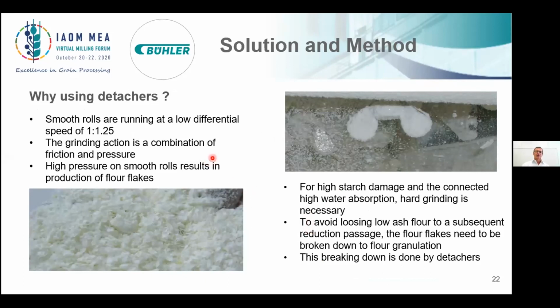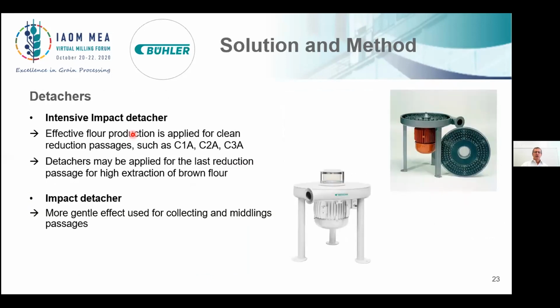We have smooth rolls on the reductions. They have a ratio between 1 to 1.25. So it's a combination between friction and pressure. And the high pressure gives you flakes. Flakes is semolina, endosperm sticking together of the highest quality. So now what we need to do is to destroy, to damage this flake to be able to sieve out the flour. This can be done by different types of detachers.